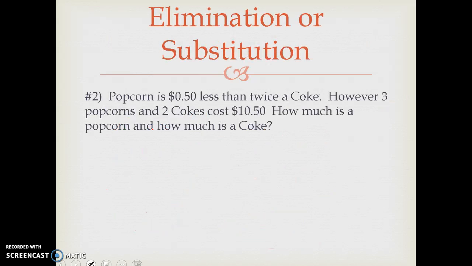Let's take a look and see how that works with a different problem to set up. It says that popcorn is 50 cents less than twice a Coke. However, 3 popcorns and 2 Cokes cost $10.50. How much is a popcorn and how much is a Coke? Well, I'm going to let X be popcorn and I'm going to let Y be Coke. And so it's going to look something like this.